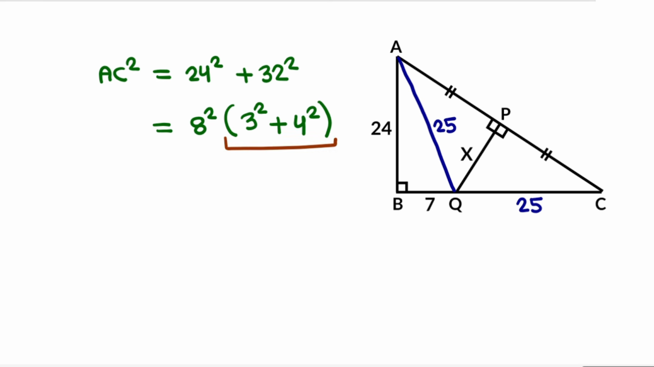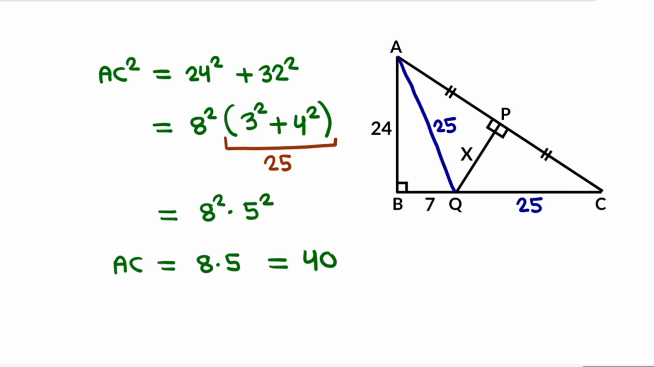And 3 squared plus 4 squared is 25, which is 5 squared. So AC squared is 8 squared times 5 squared. That means AC is 8 times 5, which is 40. So the entire hypotenuse is exactly 40 units. And remember, point P divides the hypotenuse exactly in half. Therefore, AP is 20, and PC is also 20.